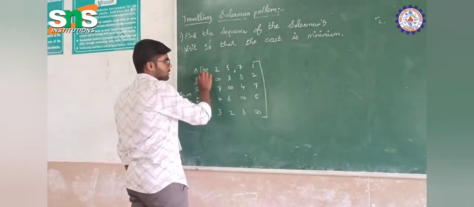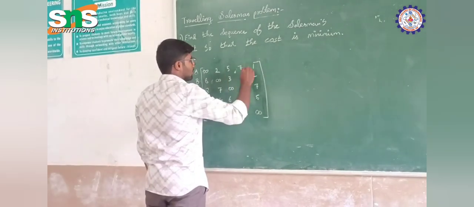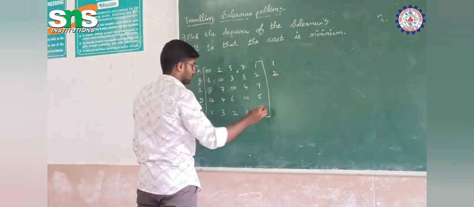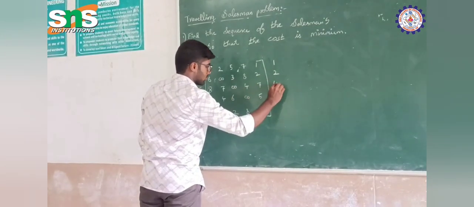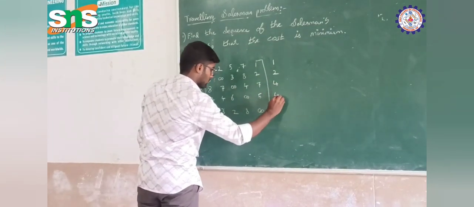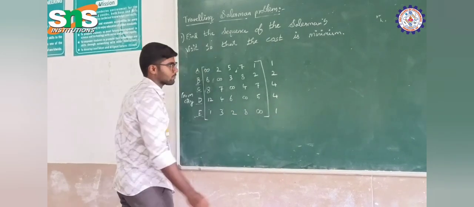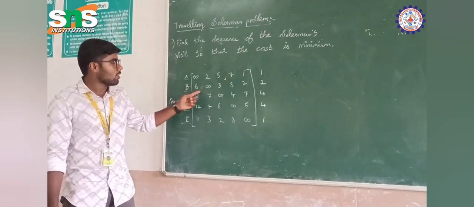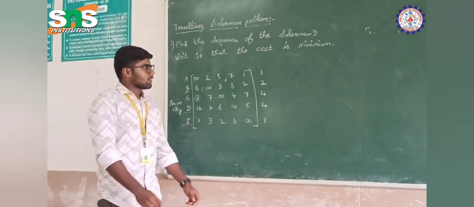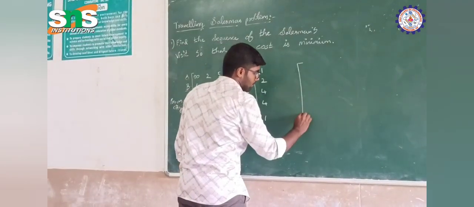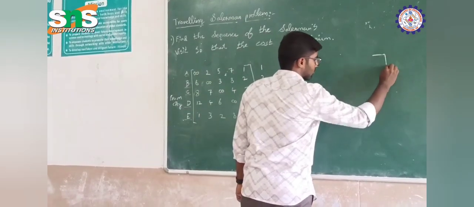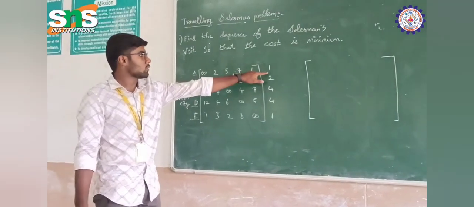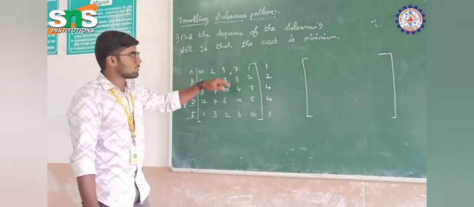At first, we have to find the minimum value of this row. Here, 1 is the minimum. In the second row, the minimum is 2, and then 4 and 1. At first, we have to find the minimum value from each row. The next step, we have to subtract the minimum value from each value of the row.